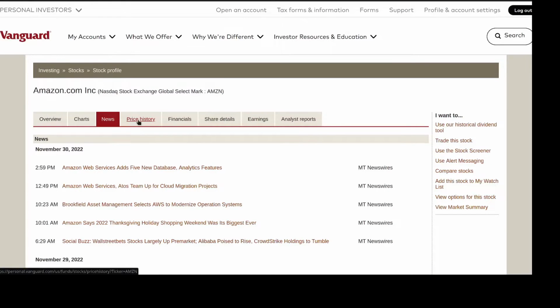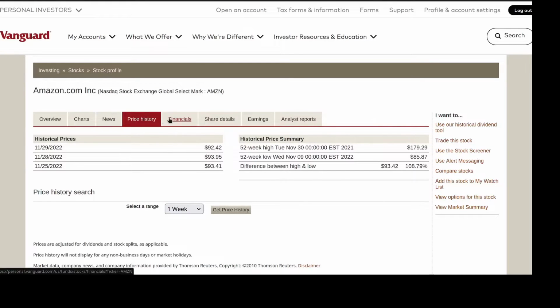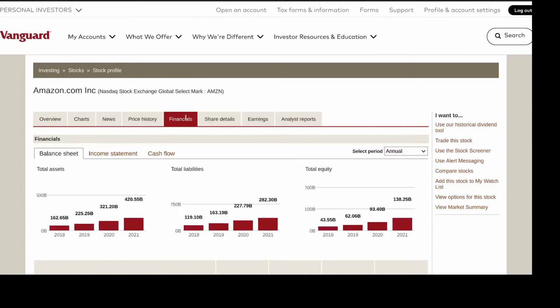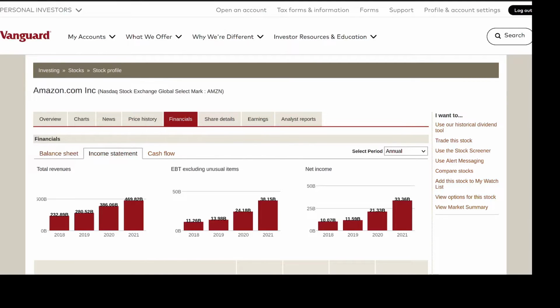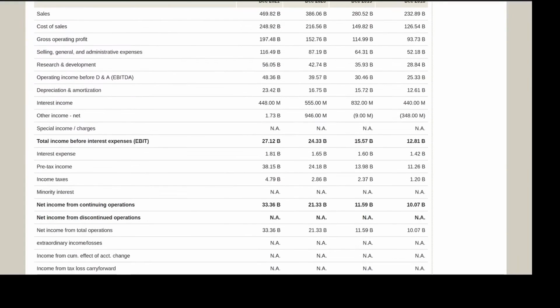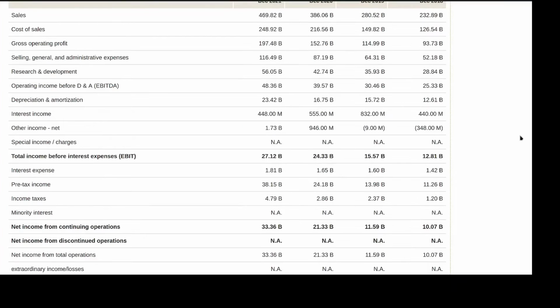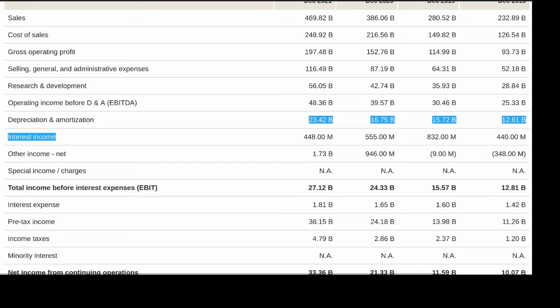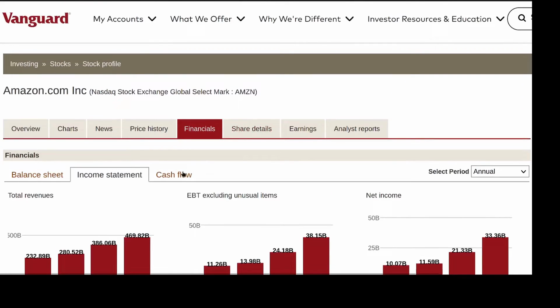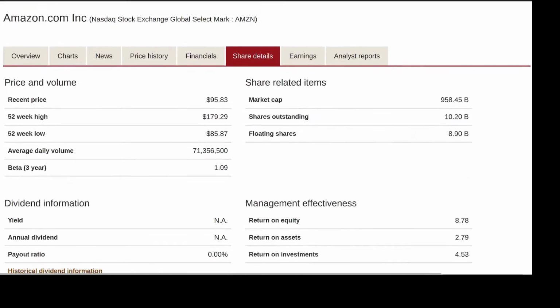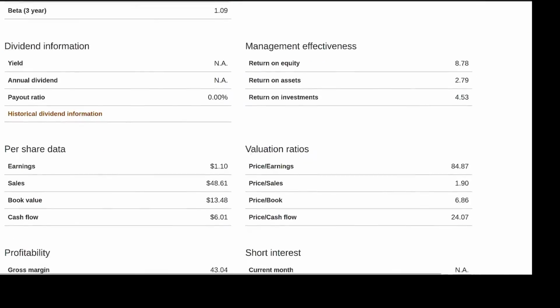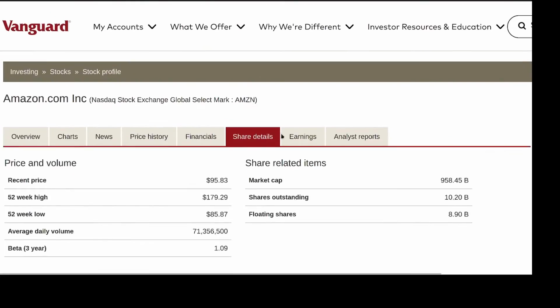You can see the news info, you can see price history, you can see financials, and with Vanguard you get 1, 2, 3, 4 years of financials. You can click on that and then you can get all the financial details. Let's make it a little bigger here. You can get the cash flow statement, share details, return on equity. Now I think you can do industry comparison also. Let's look.